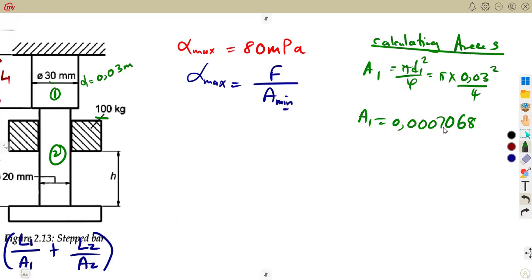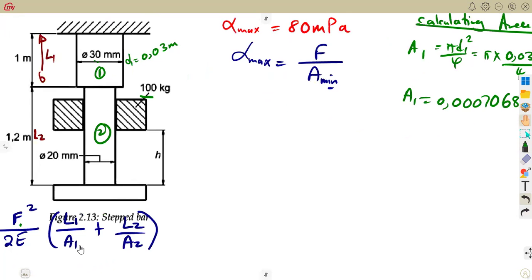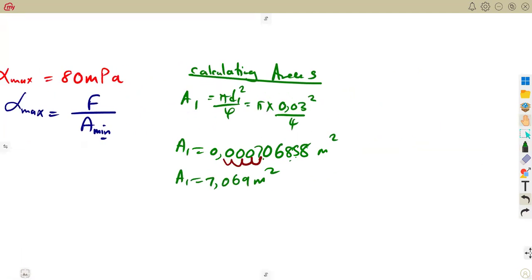06. Normally I try to avoid calculating these areas because we can just substitute as it is. If it is area 1, like here in our formulas, we can just substitute it as it is. But if you want to calculate this, you can do that. This is our area in square meters, 7.06 times 10 to the power of minus 4 square meters. We do the same thing for A2, which is the minimum one with a smaller diameter.